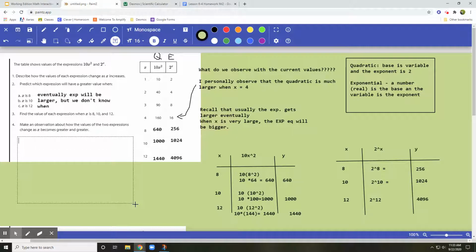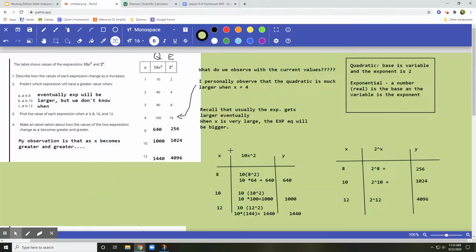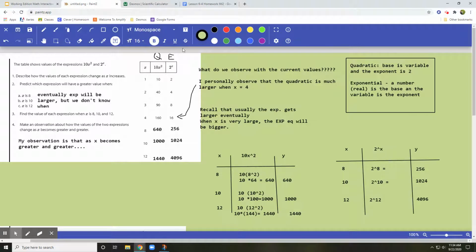So my observation is that as x becomes greater and greater, ... There's your sentence starter. You finish it off, and you can add this. If you want to use the whiteboard, you can use a whiteboard like this. You can take a screenshot of your whiteboard and add it in here. I used a specific color, so I'll know this is my whiteboard, but you can do your own.